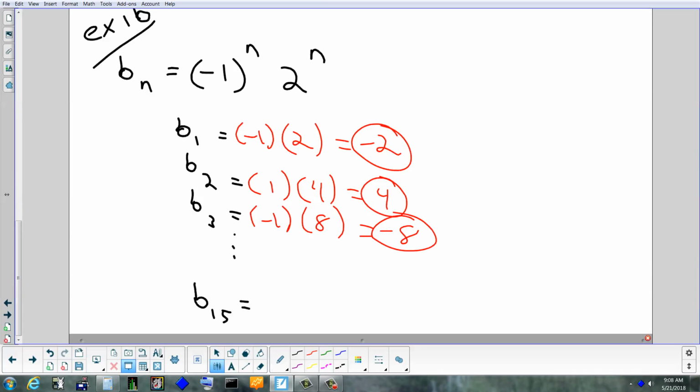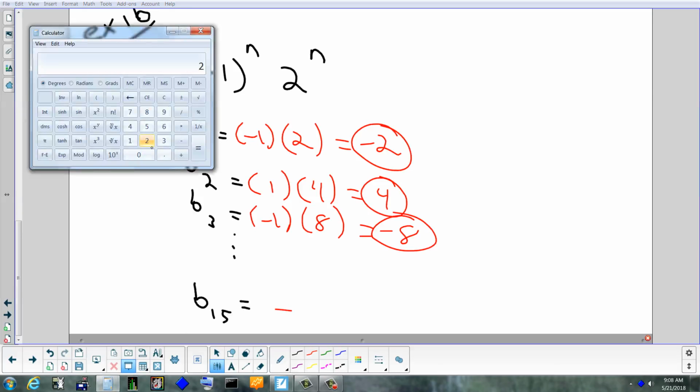Right, and now to the 15th power. So Leo, is it going to be a positive or a negative? Negative. Yep, it's going to be a negative because it's -1 to an odd power, and then 2 to the 15th. That's small enough that we could do it out. Is that what, 32,768.